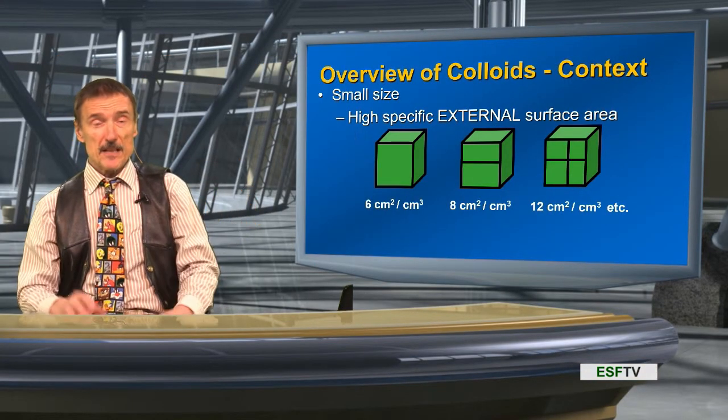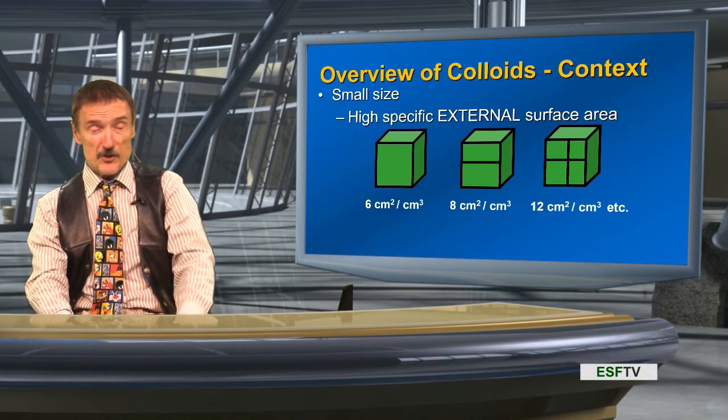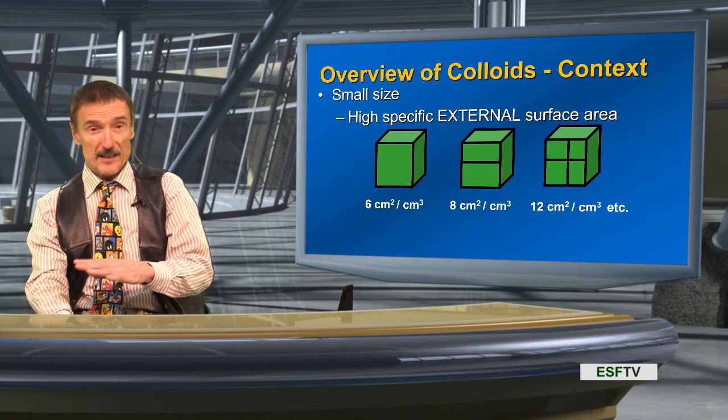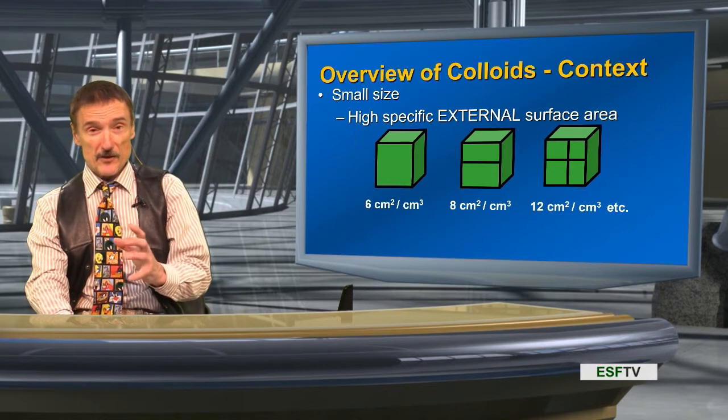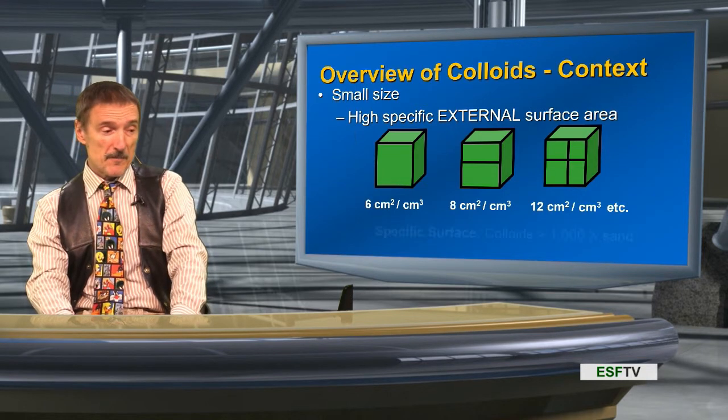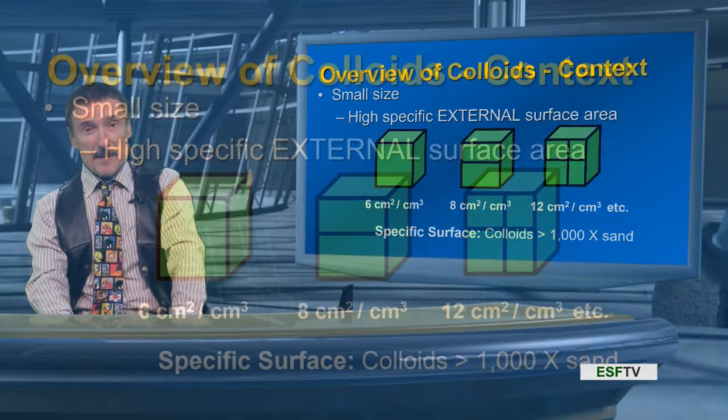So this is the idea of specific surface. And this is just the outside, the external. Later on, when we look at the structure of this, we'll get into the internal surface area. Okay? So can we make a general statement?